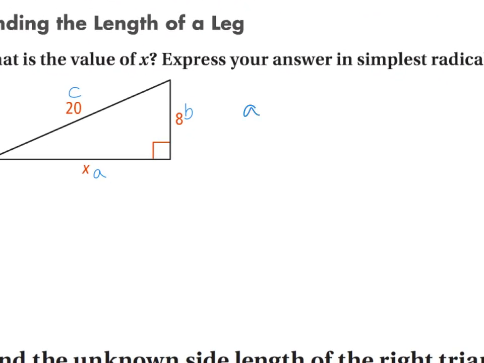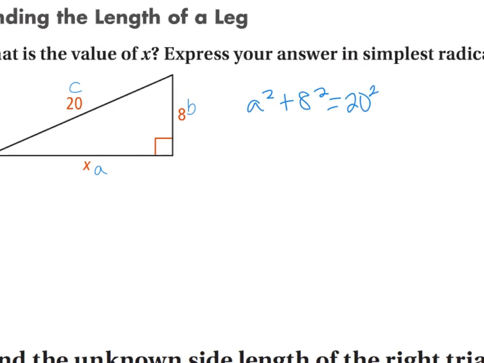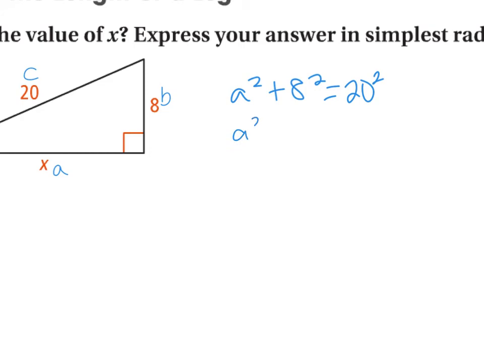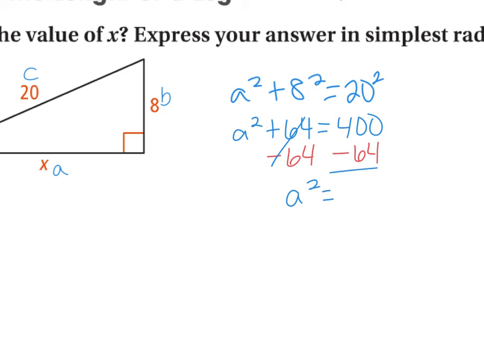So we've got A squared, because I don't know what it is, plus 8 squared, equals 20 squared. Go ahead and solve. So A squared plus 64 equals 400. All right, so 400 minus 64. So sorry, what would I do to get the A by itself? Well, I would subtract 64 from both sides. So you would have A squared equals 336.